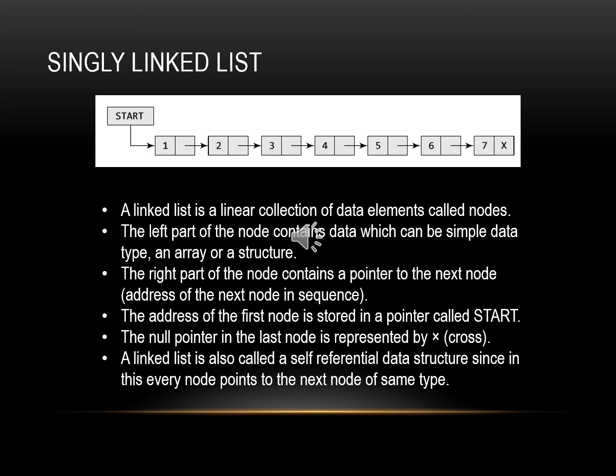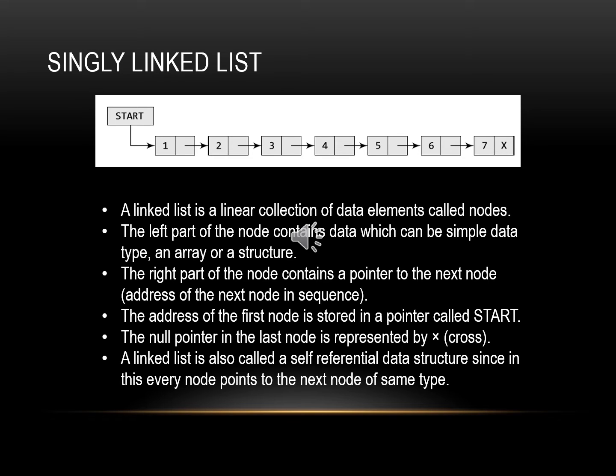So what is a linked list? A linked list is a linear collection of data elements called nodes. The left part of the node contains data, which can be a simple data type, an array, or a structure. The right part of the node contains a pointer to the next node. The address of the first node is stored in a pointer variable called start. The null pointer in the last node is represented by a cross.